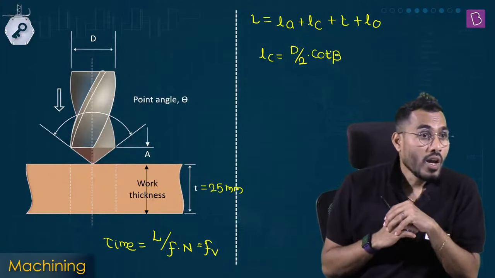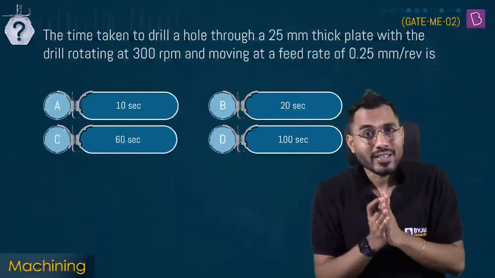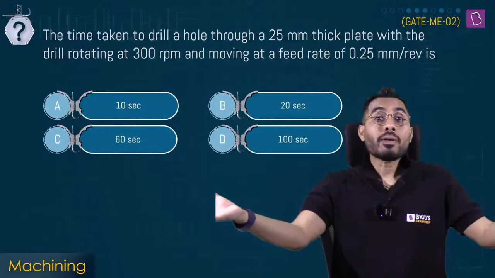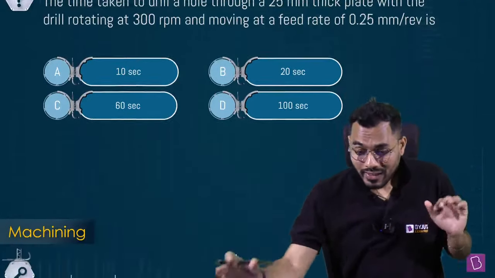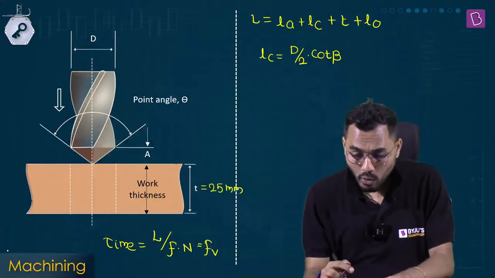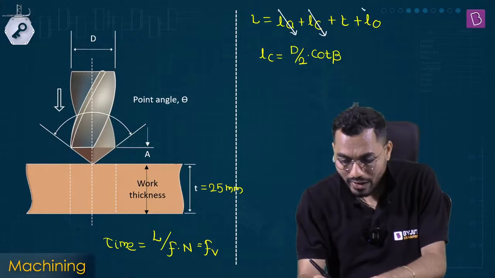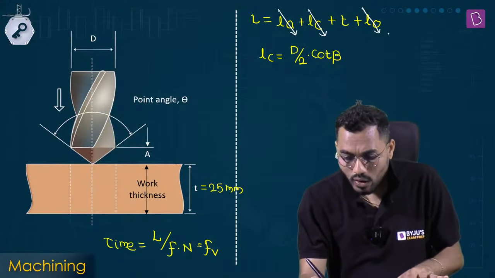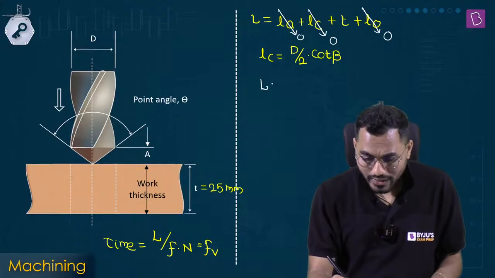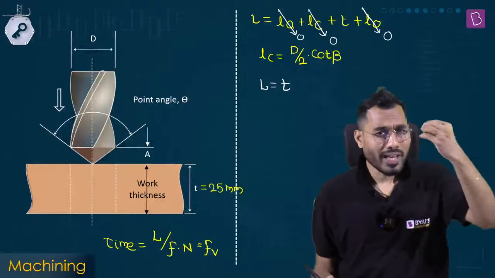Are you accepting? But sir, the cone angle is not given in the problem. Is the cone angle given? No, the cone angle is not given. Is anything mentioned about the approach and over travel? Nothing is mentioned about approach and over travel. So when nothing is mentioned, you don't need to panic, and I'll simply say that the approach and the over travel should be considered 0. Therefore, the length of the stroke will be only the thickness of the metallic plate. That's it.